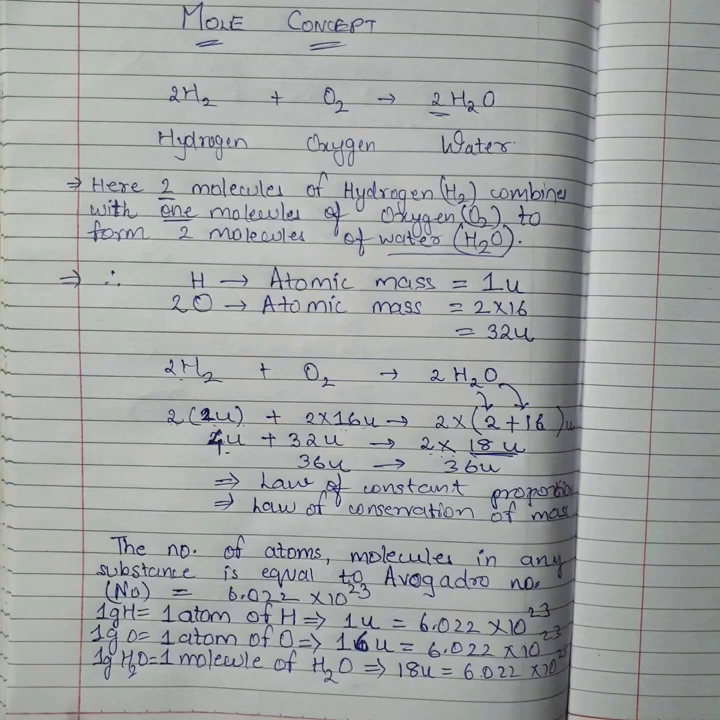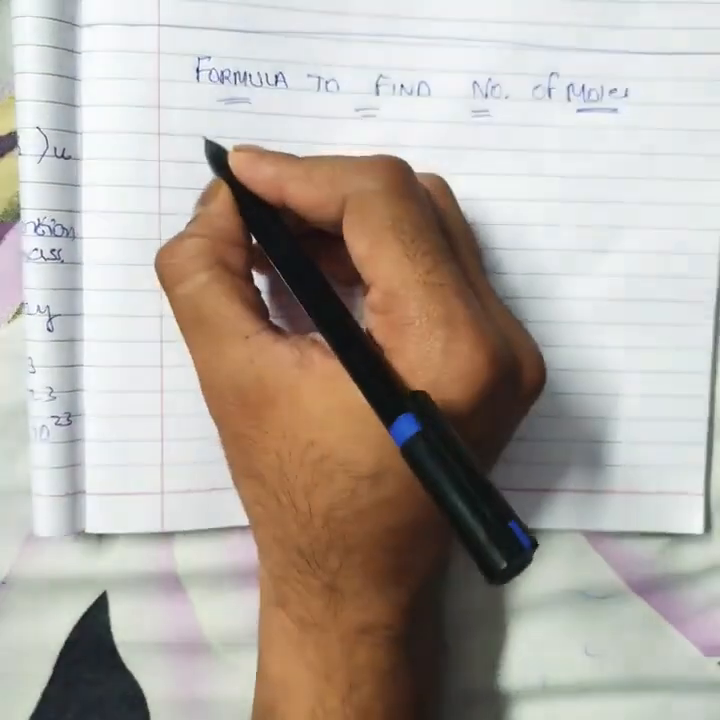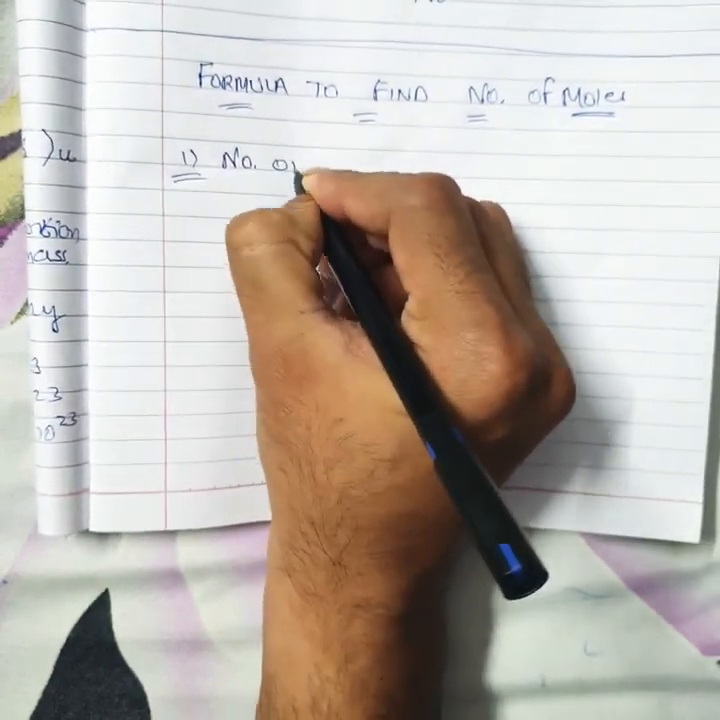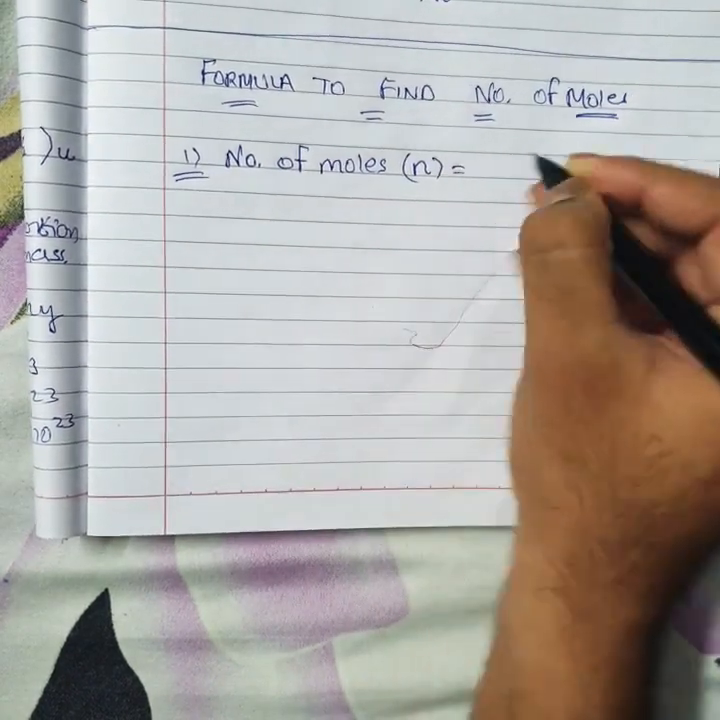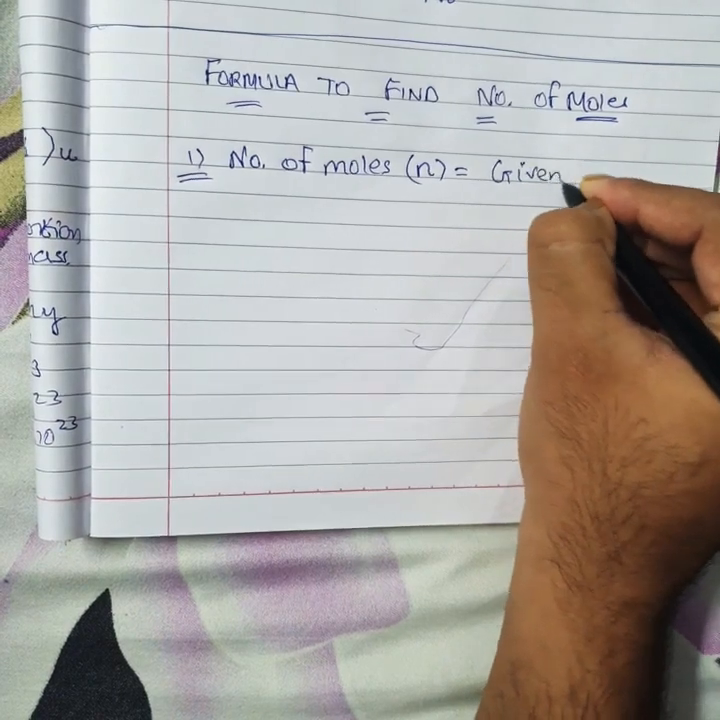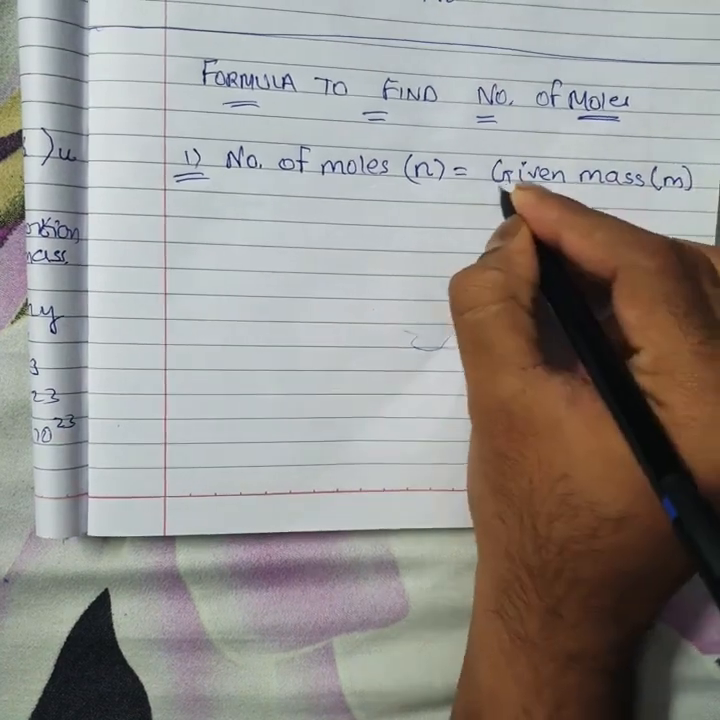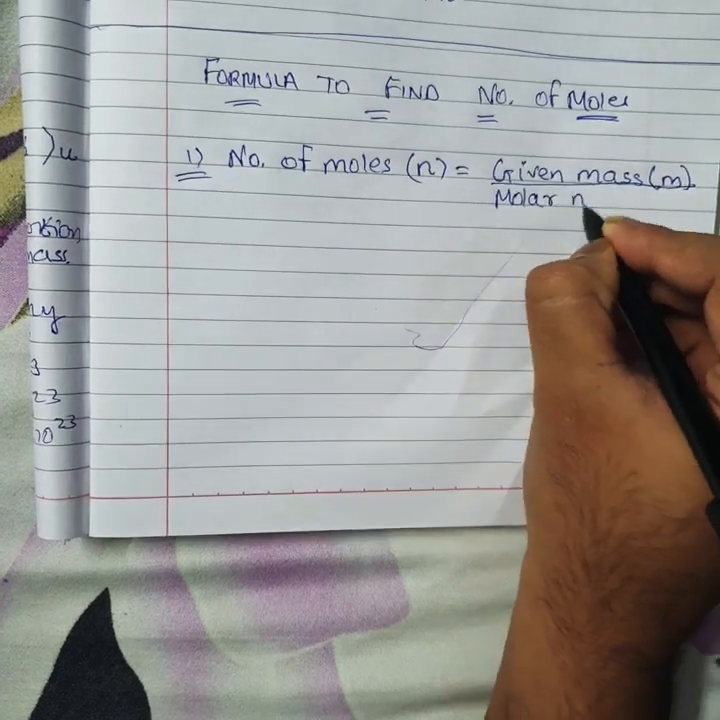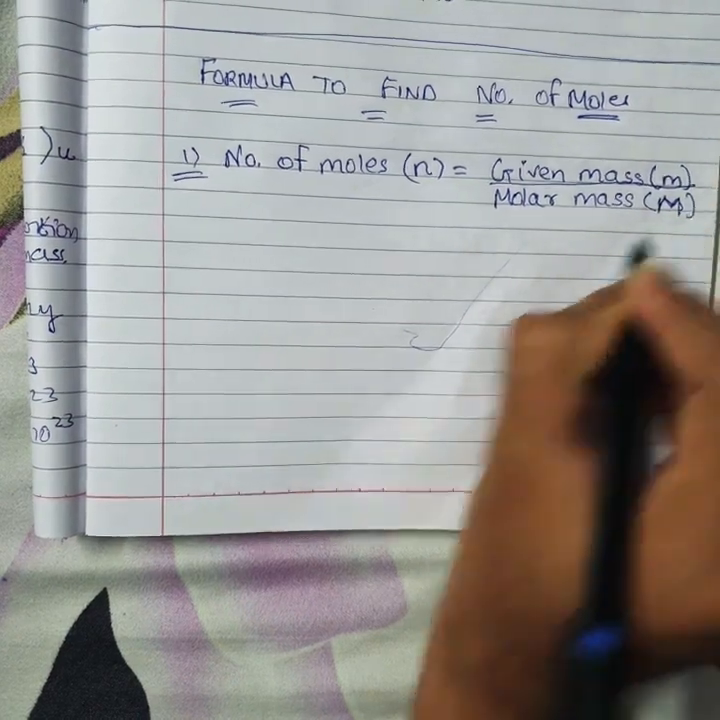Now there are certain formulas to find the number of moles. We will discuss them right now. So the formula to find the number of moles. The first formula, with respect to mass, is: number of moles, that is small n, will be equal to given mass, that is small m, divided by your molar mass, the actual mass of a given substance. It is given as a capital M.